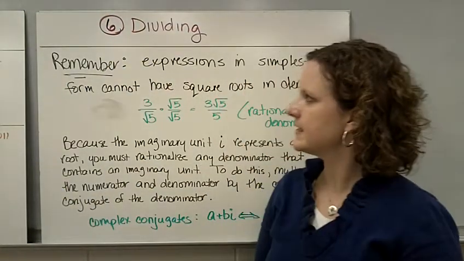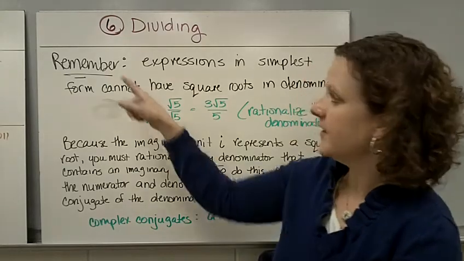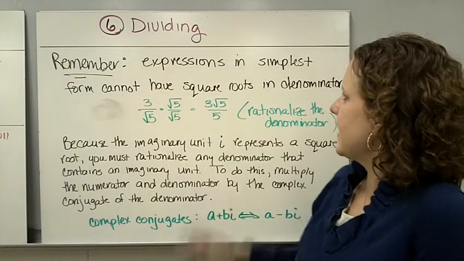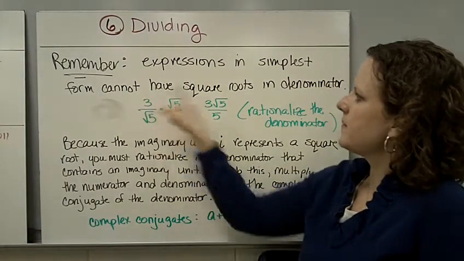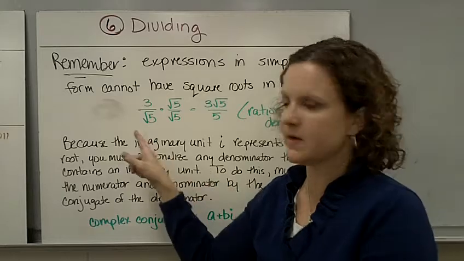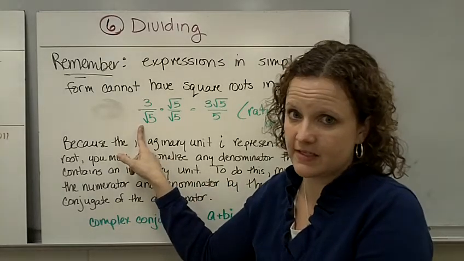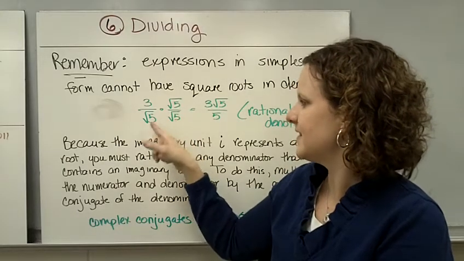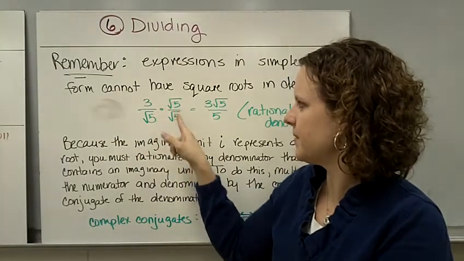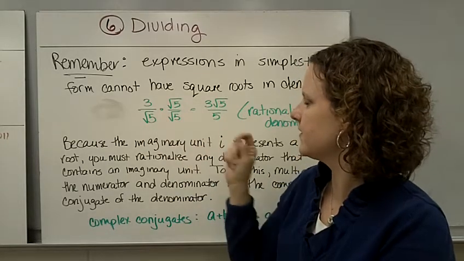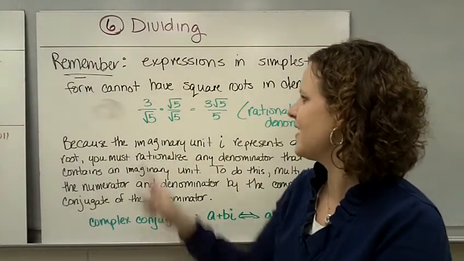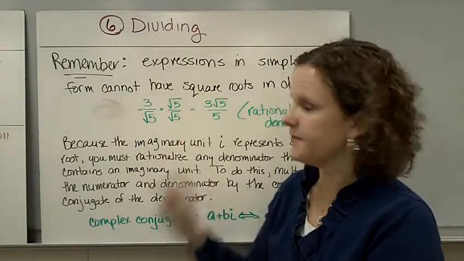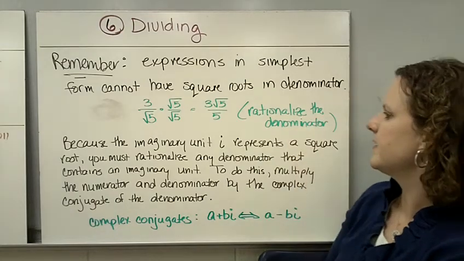All right, the last example, dividing. Here's your reminder of past lessons. Expressions in simplest form cannot have square roots in the denominator. If you remember, if you ever got an answer with a square root in the denominator, you had to rationalize it. You multiply the numerator and denominator by the number in the denominator. This is 1. 3 times the square root of 5 is 3 square roots of 5. Square root of 5 times the square root of 5 is the square root of 25, which is 5. This is called rationalizing the denominator.